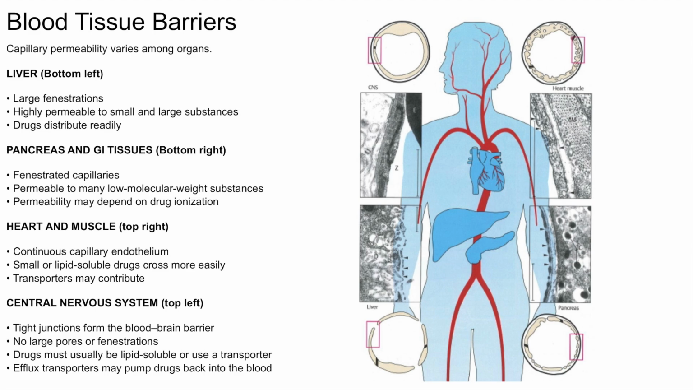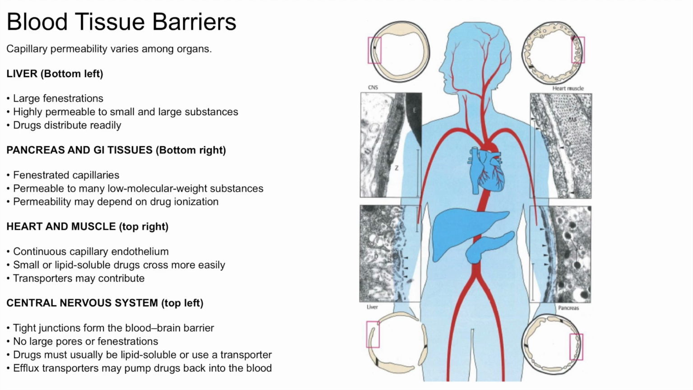Capillary structure varies among organs, producing major differences in drug distribution. So the liver has highly permeable sinusoidal capillaries with large openings, allowing many small and large substances to move between blood and tissue. The pancreas and GI tract tissues have fenestrated capillaries that permit many low molecular weight substances to cross. Heart and skeletal muscle have continuous capillary endothelium. Small molecules can move through intercellular spaces, while lipid-soluble drugs can cross endothelial membranes.